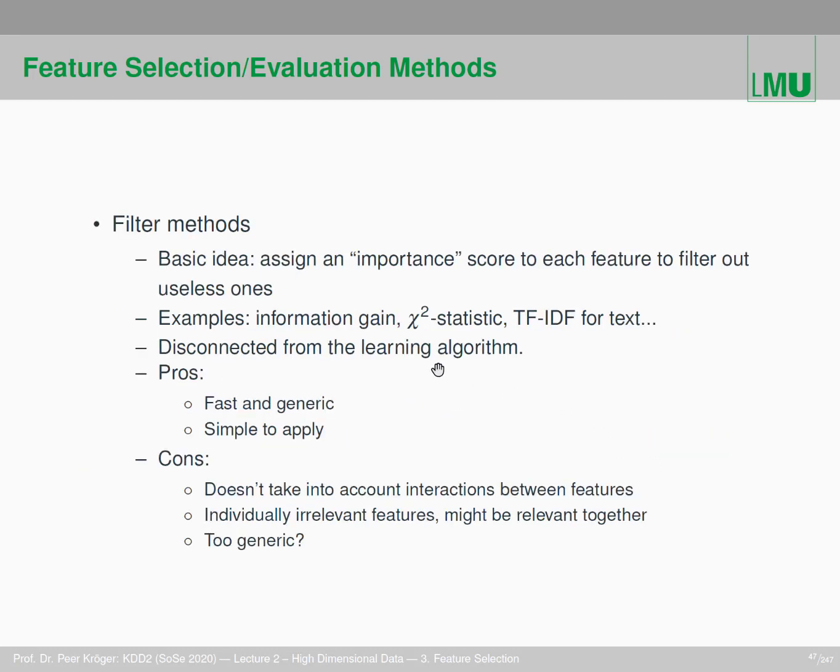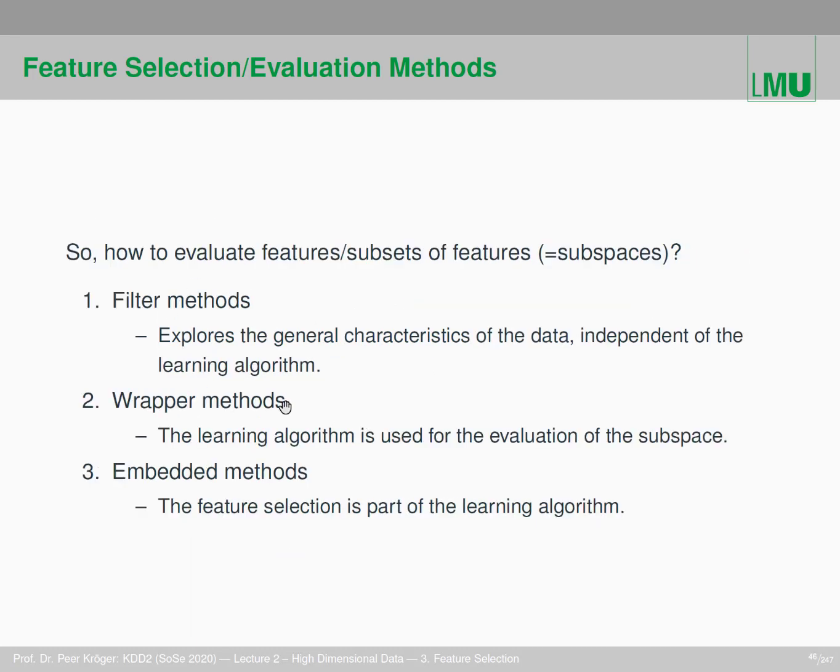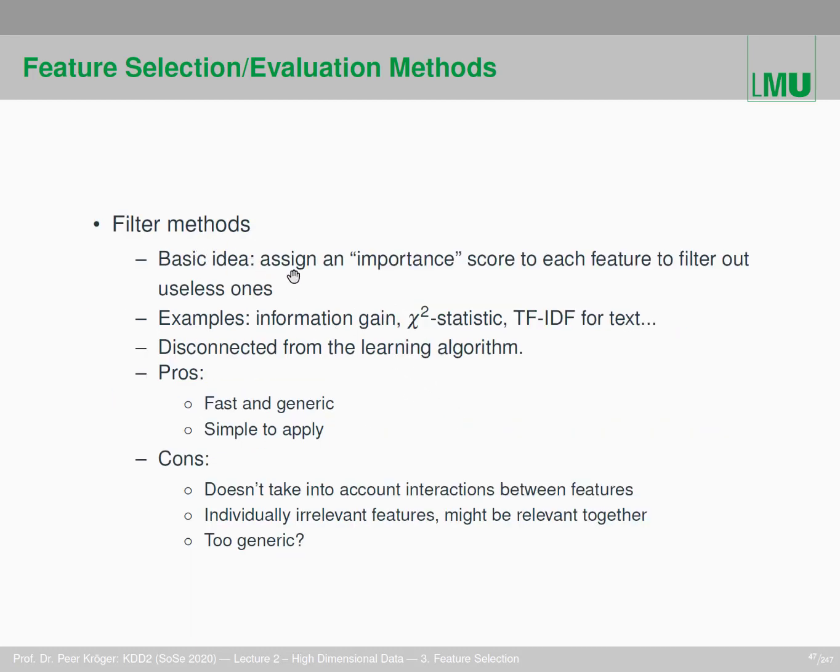Now an even closer look at all three. For filter methods, the basic idea is to assign a kind of importance or significance score to each feature in order to filter out the useless ones. So you typically look at each feature individually and then get rid of the less significant ones. Example methods we will take a closer look at are information gain and chi-square statistics. You can even use TF-IDF for text, for example.